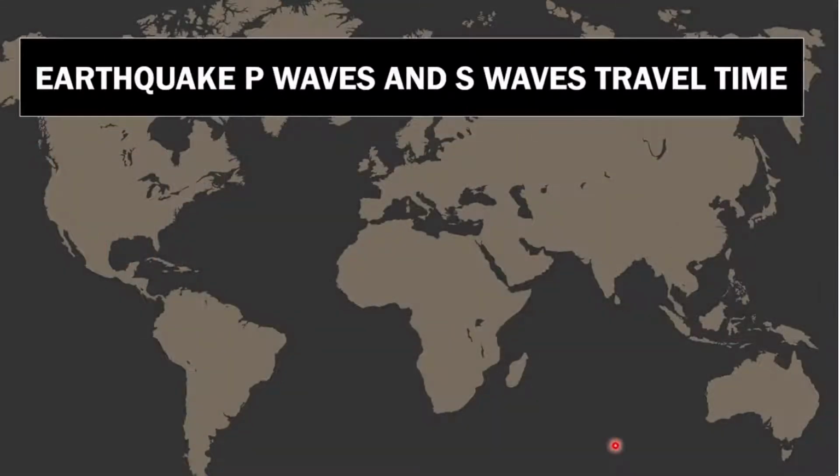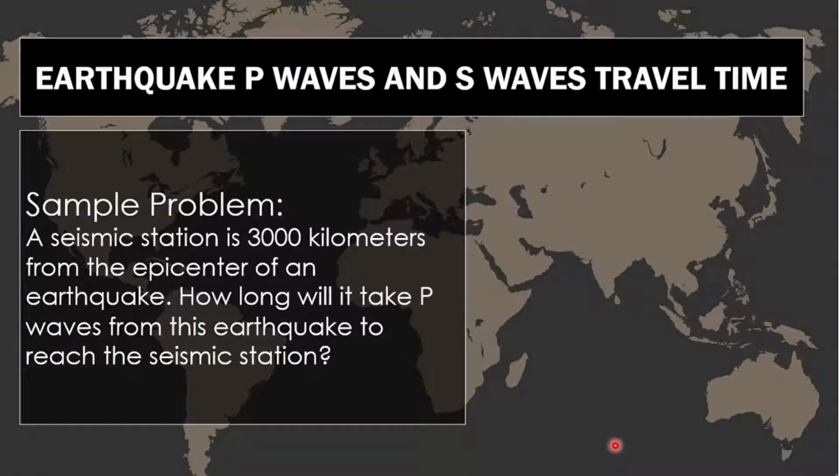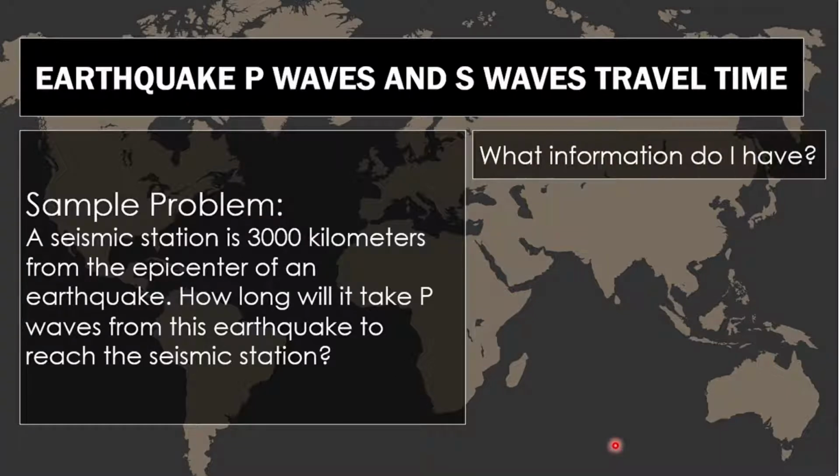Let us have sample problem number 1. A seismic station is 3,000 kilometers from the epicenter of an earthquake. How long will it take P waves from this earthquake to reach the seismic station? You must always ask yourself two questions. Number 1. What information do I have? As you can see in the given, we have 3,000 kilometers as the given distance.